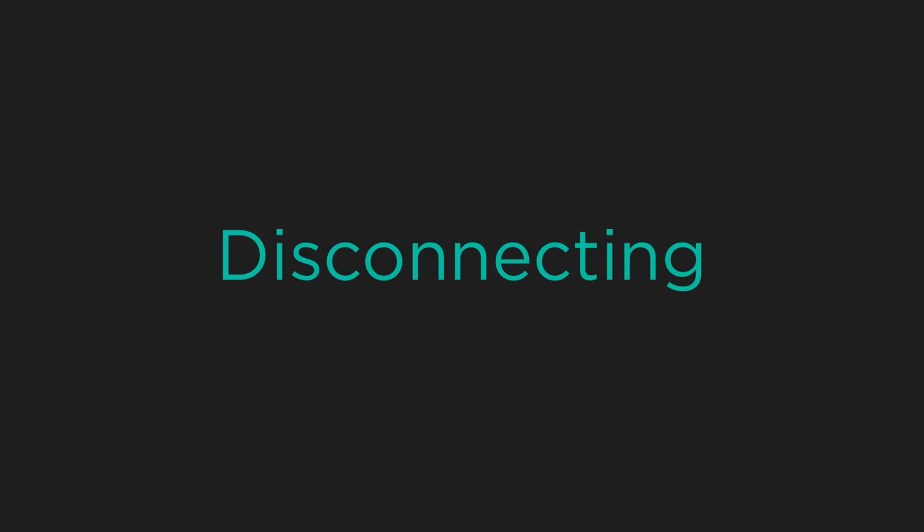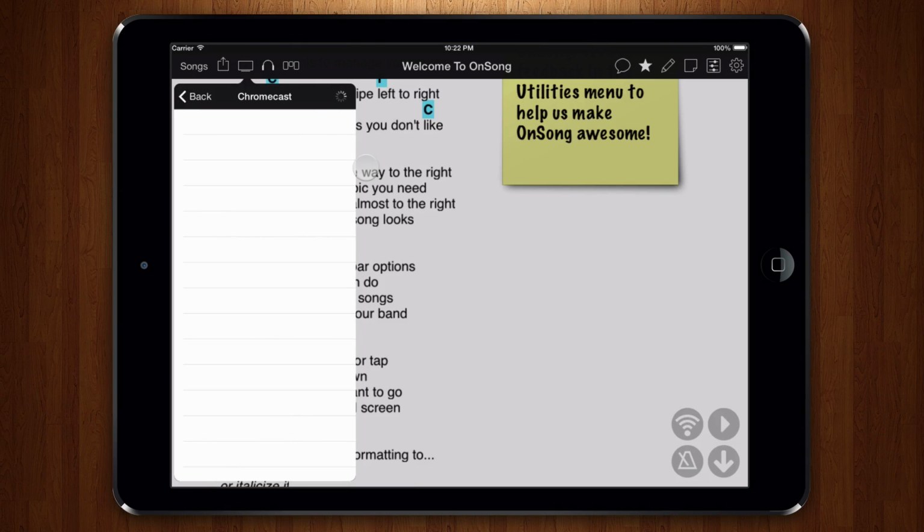When you're all done, go back into the Chromecast devices list and tap on the checked device. This will disconnect lyrics projection and take you back to the default Chromecast screen.